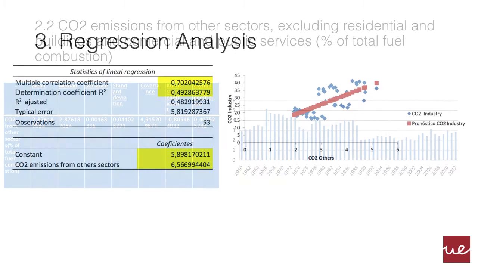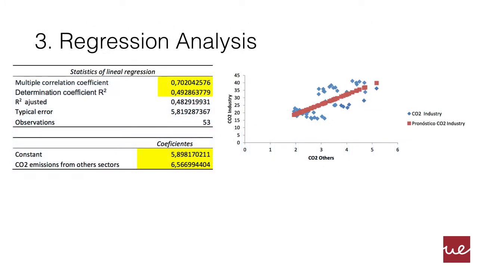To make the regression analysis, we took the dependent variable and the independent variable. We did the regression analysis with the tool of Excel, obtaining these results. The regression line should be y equals a plus bx, where a is 5.89 and b is 0.66.